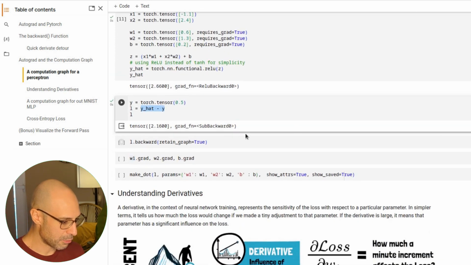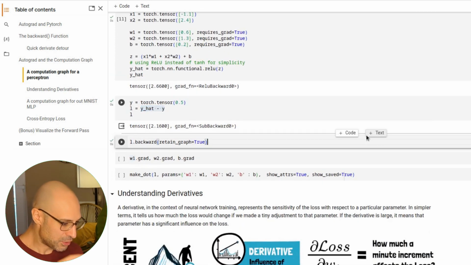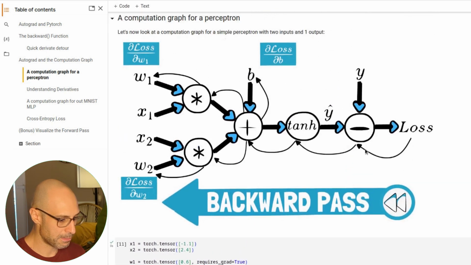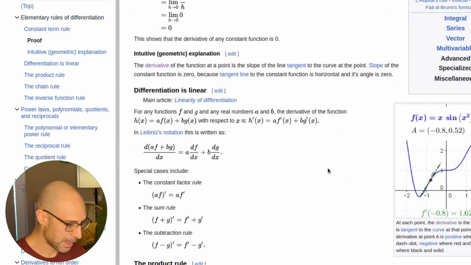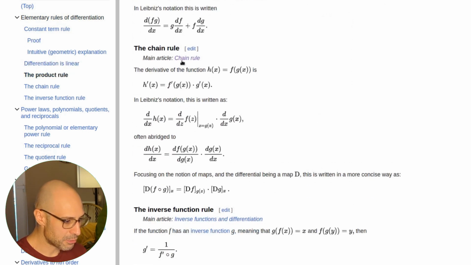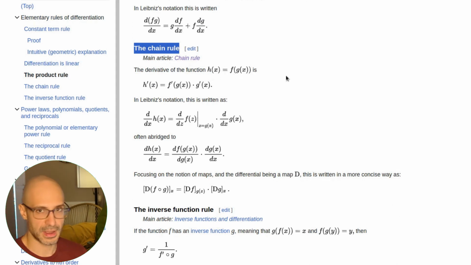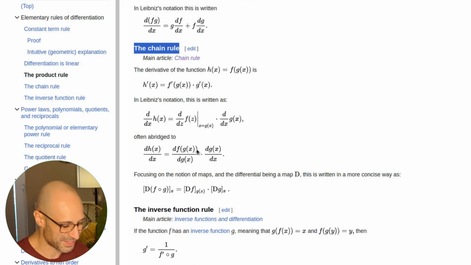Now we do the backward pass, and during the backward pass, using the differentiation rules, this is going to calculate the derivative of the loss with respect to each of these parameters. Specifically, we've looked at some of these rules, but the main rule that is used here is the chain rule, because a perceptron is a function composed of other functions. So that's what this is using, and this ends up essentially multiplying partial derivatives by one another.